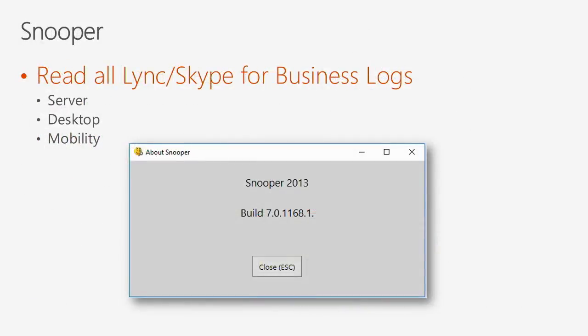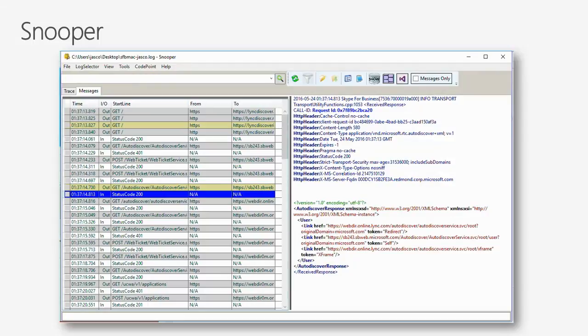So read all Skype for Business logs: server, desktop, mobility, Mac. There's a new build of this coming. Snooper is your best friend. This is the build or higher that you need to be able to read those logs. I'll make it even simpler because I can't remember 7.0 to 1168.1: if it doesn't work, upgrade. So again, Snooper is one of your best friends for troubleshooting.